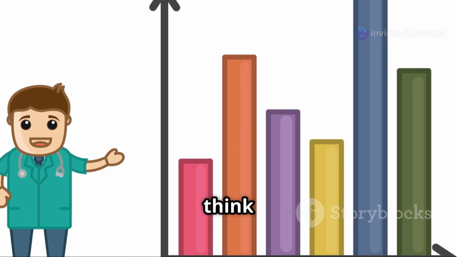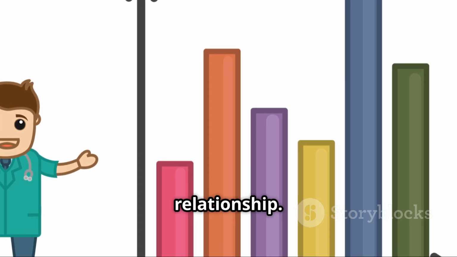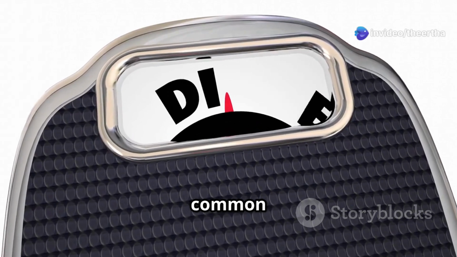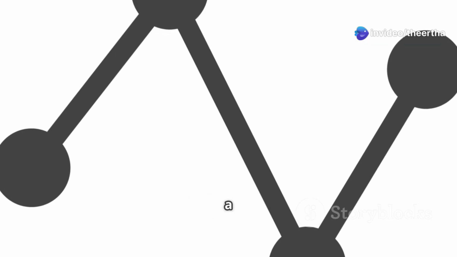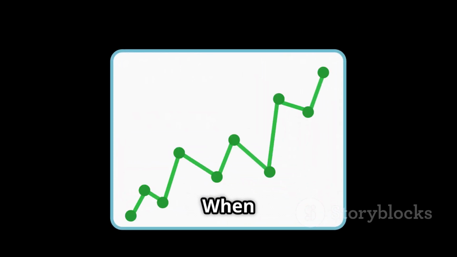For example, think about height and weight. These two variables often show a relationship. Taller people often weigh more than shorter people. This is a common observation. We say height and weight are correlated. This means they have a tendency to vary together. They tend to go up and down together. When one increases, the other often does too.